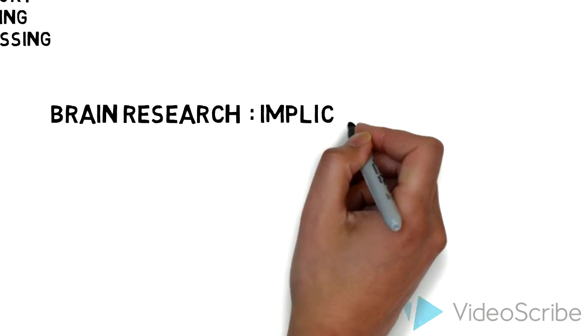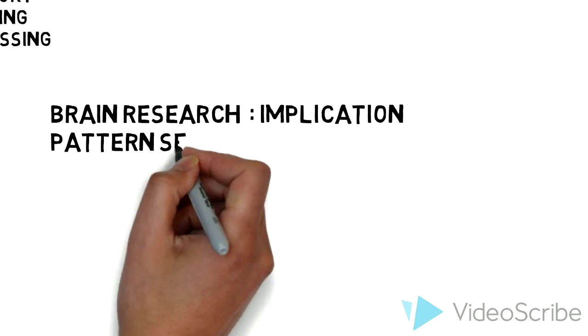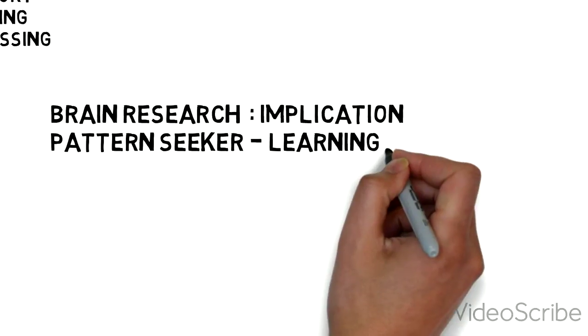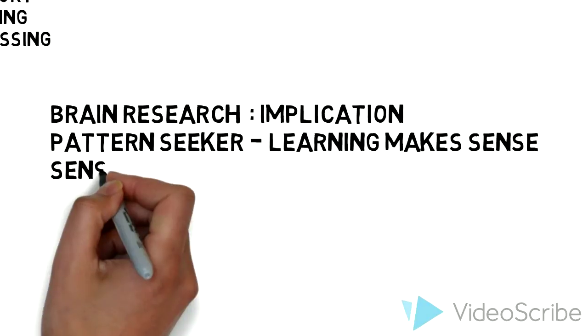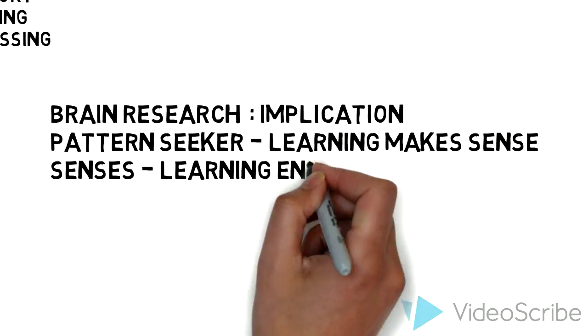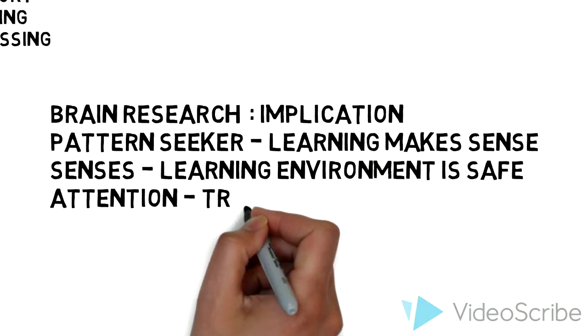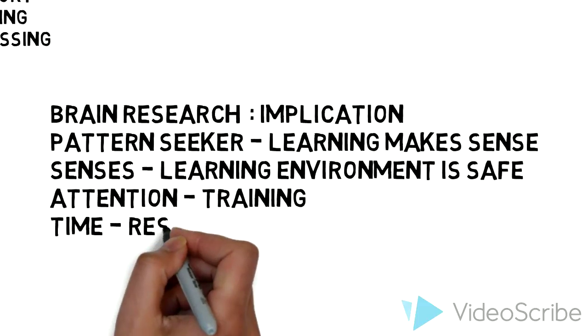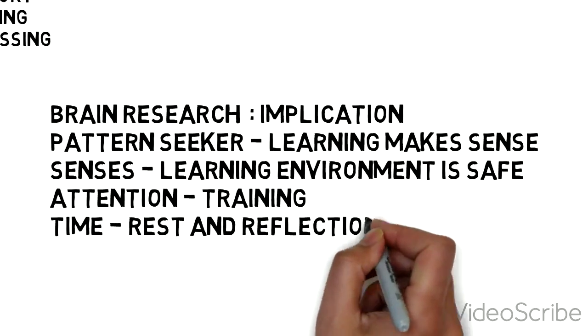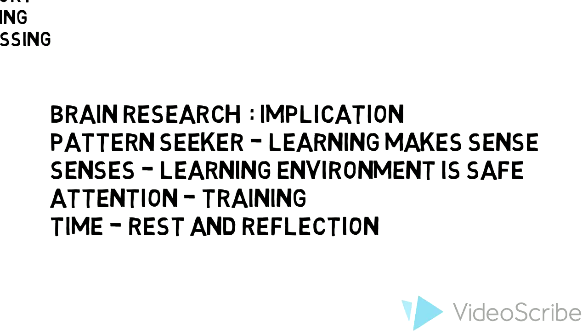Research on the brain has shown that the brain is a pattern seeker in terms of connecting new information. Thus, teachers have to make learning understandable and make sense to students. As the brain takes in information through the senses, the learning environment has to be conducive and safe so students can learn efficiently. The mind can only pay attention to one thing at a time. Thus, teachers have to train students to enhance their attentiveness. The brain also requires time to process information. Thus, it is recommended for students to take a minute to rest and reflect after a heavy session of learning.